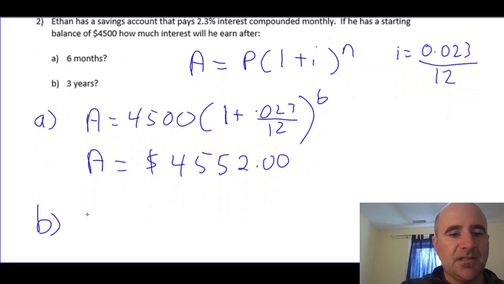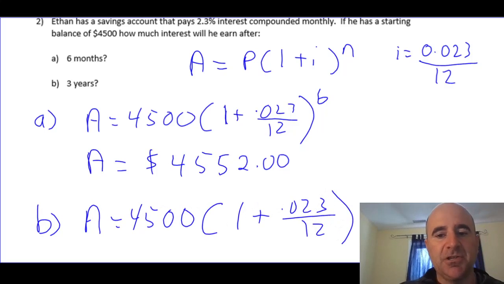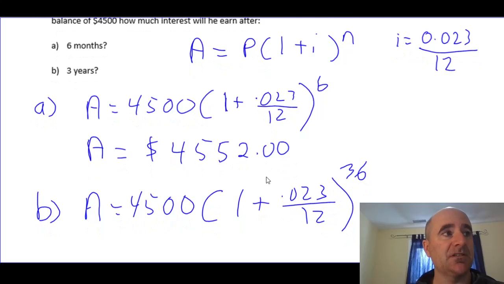Well, everything's the same here. We're still going to start with $4,500, but now our time has just changed. We still take our interest and divide it by 12 for monthly interest rate, but now we have 3 years. 3 times 12 is 36. So n is equal to 36. There's 36 months in this example.